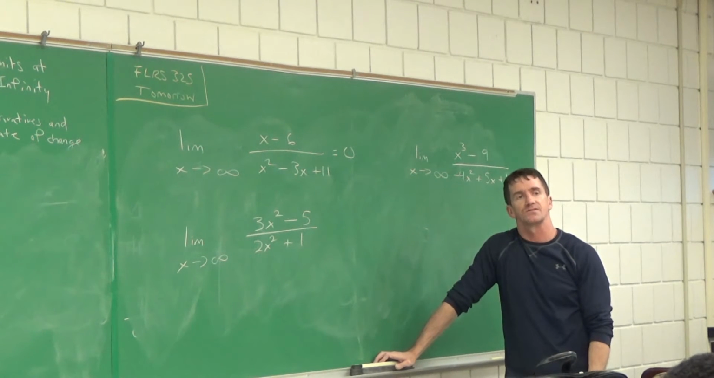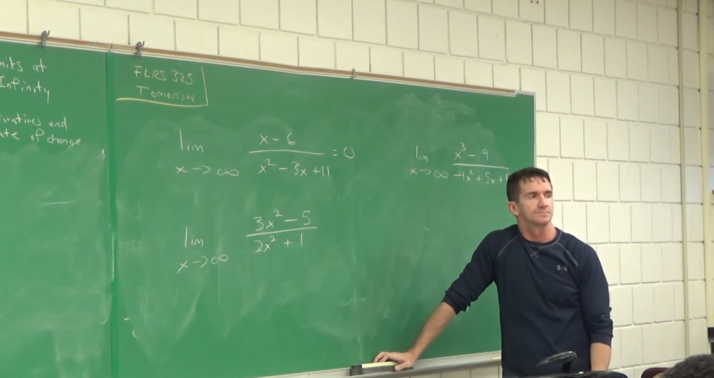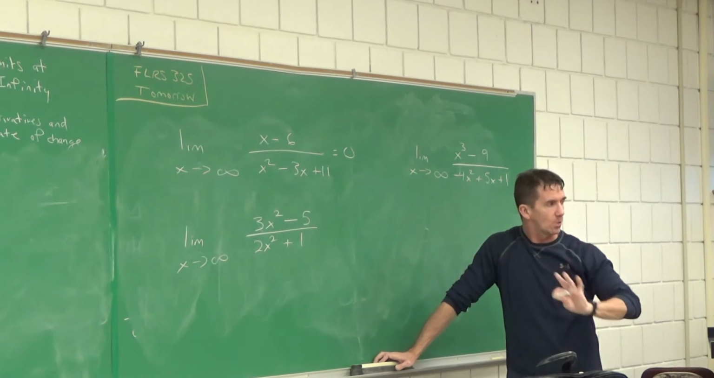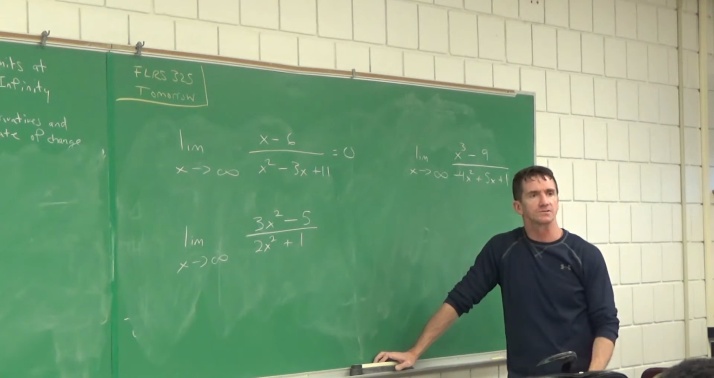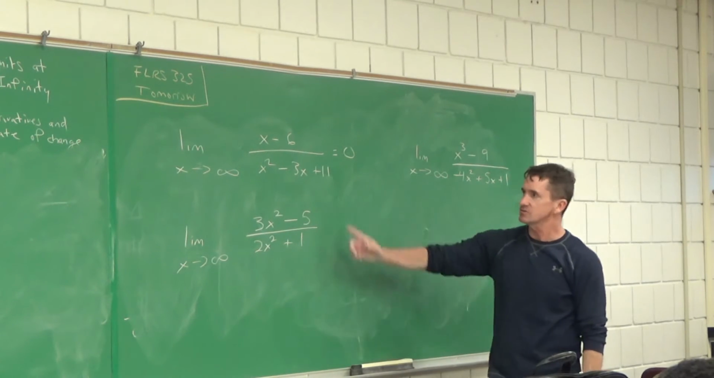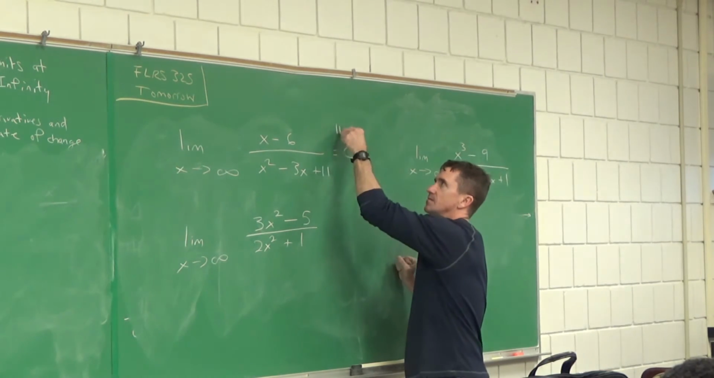By the way, I'll show other ways to do these problems. There are numerous ways to find these limits, but this is just one easy way. You're like, it's a rational function, I know what the horizontal asymptote is. That's going to be the answer. This graph is going to head towards the horizontal asymptote.